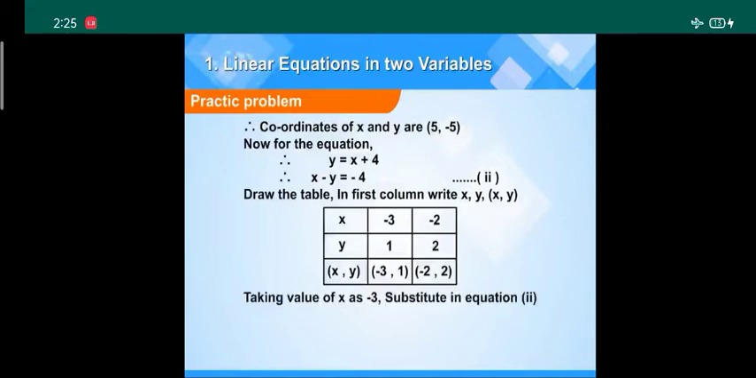Taking the value of x as -3, substitute in equation 2. Therefore, x minus y is equal to -4. Therefore, -3 minus y is equal to -4. Therefore, -y is equal to -4 plus 3. Hence, -y is equal to -1, which gives y is equal to 1. Therefore, the coordinates of x and y are -3 and 1.